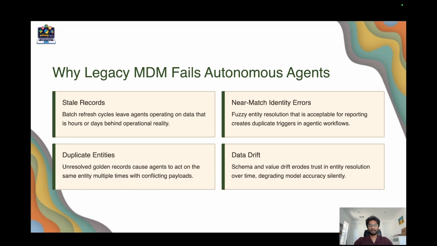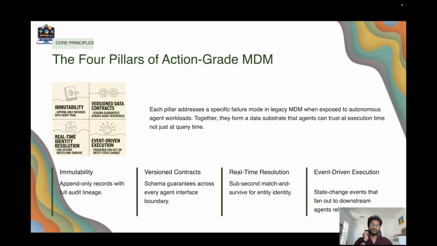The fourth is drift. Your schemas and your values drift slowly. No error is ever thrown, and your resolution accuracy quietly rots from the inside. Each of these maps to a design principle that fixes it. Here are the four principles. If you remember nothing else from the architecture part of this talk, remember these four.